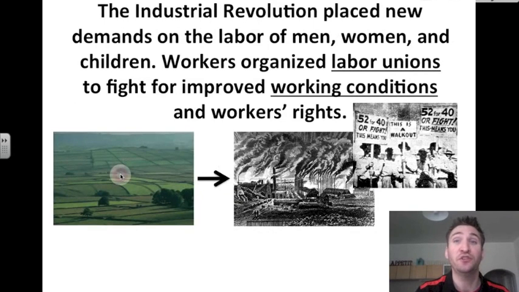The Industrial Revolution placed new demands on the labor of men, women, and children, and workers organized labor unions to fight for the improved working conditions and workers' rights. So from the farm to the factory, and once workers arrive at the factory, they want to be treated like human beings, not like robots. So labor unions and strikes are a result.